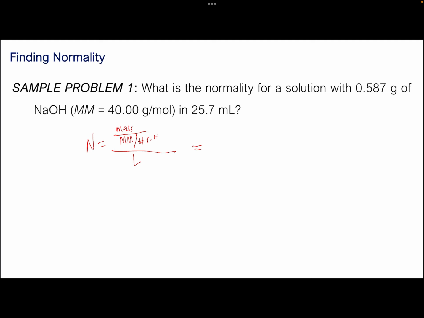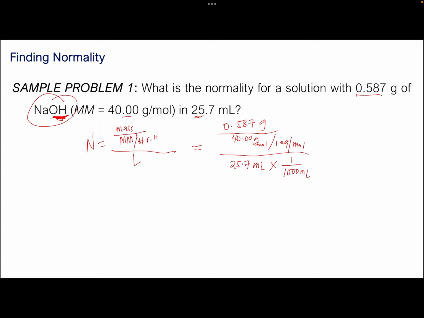So for the normality, what is the mass? 0.587 grams. The molar mass is 40.0 gram per mole, divided by the equivalents of NaOH. OH, this is a base, so 1 equivalent per mole. And then, liters of solution, we have 25.7 ml. Convert it to liters, so we have 1,000 ml per 1 liter.